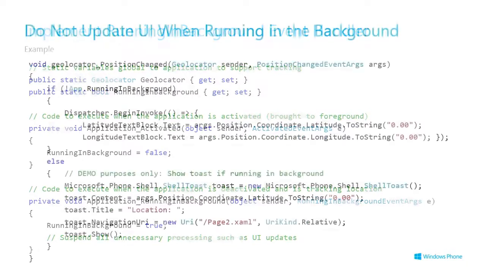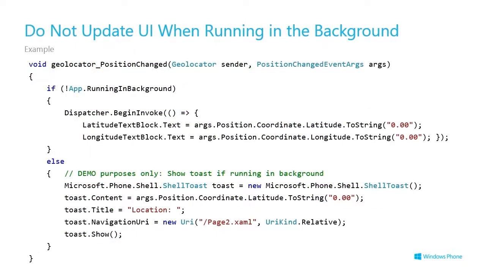Right. So this is an example then in the position changed event handler. We look at that running in background variable, and if it's false, then we're not running in the background, so we can update the screen. This is a simple example where we're just updating some text blocks. But if we are actually running in the background, in this particular example, we're going to stick a toast up. Our old friend, those annoying toasts. Excellent, I love those. Yeah, we love those. The clue is in the demo purposes only. This is not a good idea in a commercial application. It will be a good way to get your app uninstalled pretty quick.